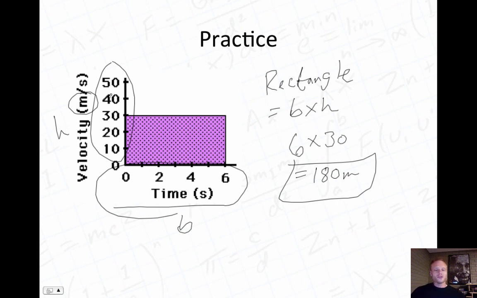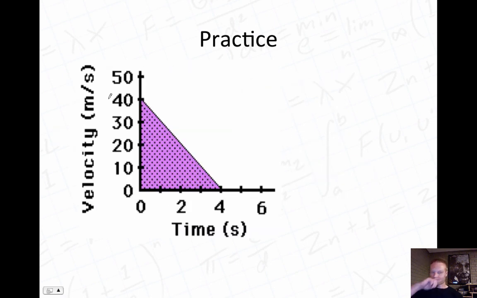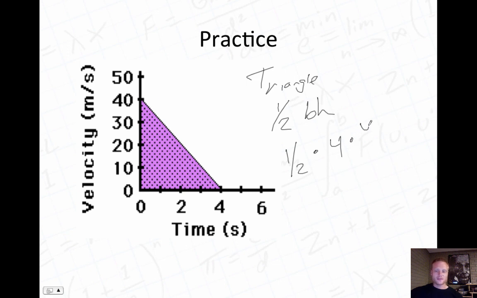So that's another cool thing you can do with these graphs: you can look at the area under the line to figure out how far the object traveled. Let's do a triangle. Again, the formula for a triangle is 1/2 base times height. I'm going to put some numbers in here: 1/2 times, my base goes from 0 to 4, so 4, times 0 to 40, so 40. If you do that math, I get 80 meters. So this object traveled a distance, or displaced itself, 80 meters. And that can be determined just by looking at this graph and doing some algebra.